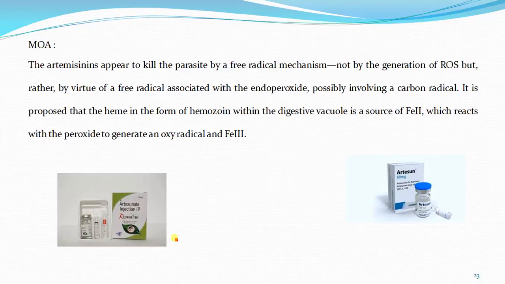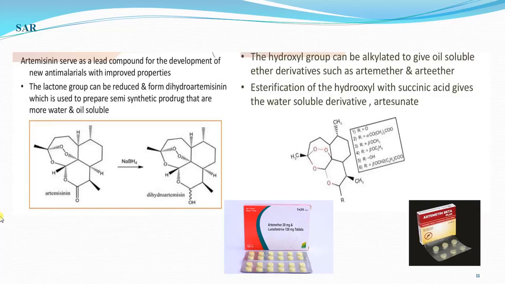The mode of action of artemisinin appears to be killing the parasite by a free radical mechanism, not by generation of reactive oxygen species, but by virtue of the free radical associated with the endoperoxide, possibly involving a carbon radical. As I just discussed, it forms radicals and carbon radicals. It is proposed that the heme in the form of hemozoin within the digestive vacuoles is a source of ferrous iron, which reacts with the peroxide to generate an oxy radical.